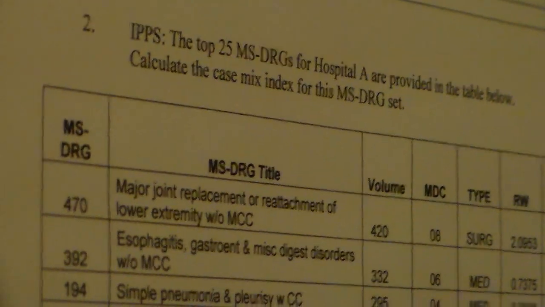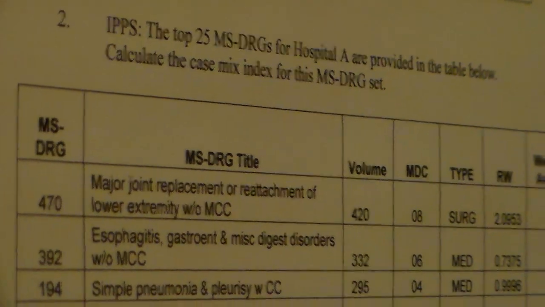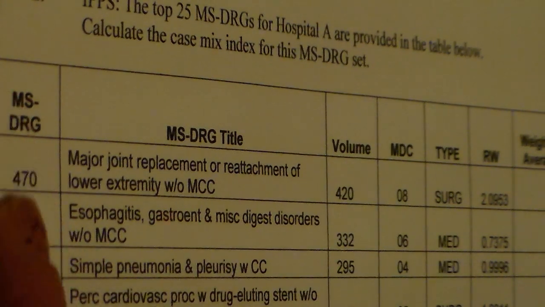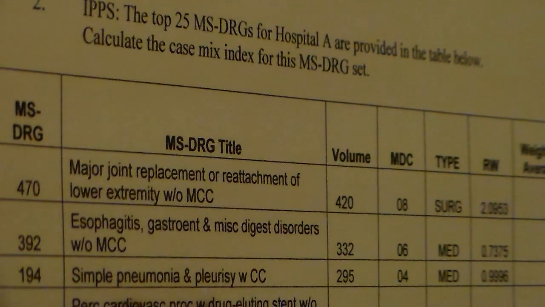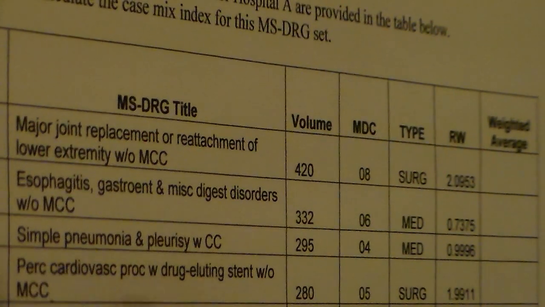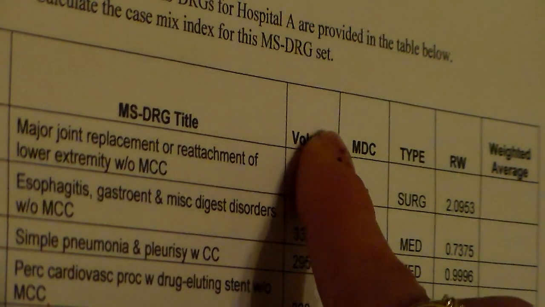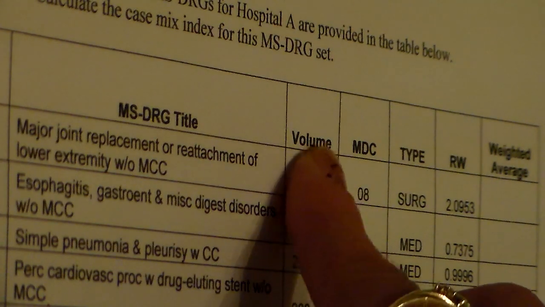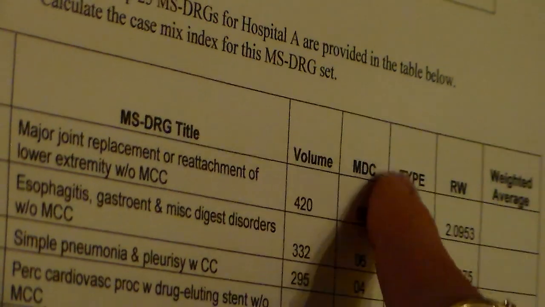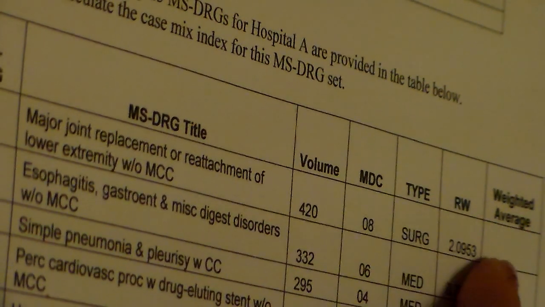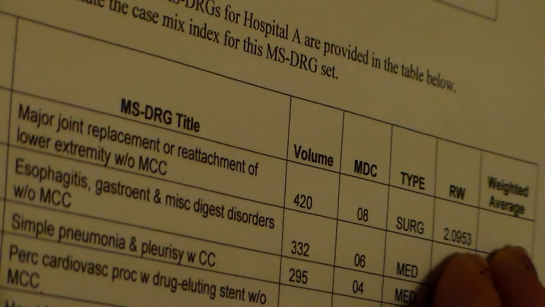Okay, so for the second portion of the application exercise, you are given 25 top DRGs of a facility. It carries on to 2 pages. I'm looking at page 3 right now at the very bottom, and I'm just going to slide it over so we can get the whole thing on screen here. We have a number of columns: the volume, the major diagnostic category, the type, the relative weight, and the weighted average. So what we're going to do here is calculate the weighted average.